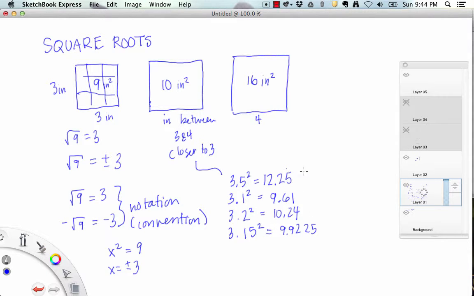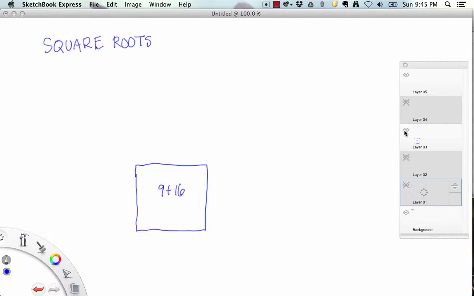Okay, so this is getting pretty close, right? So we'd adjust from here. It's got to be a little bigger than that. Next I might try something even as close as 3.16 squared. That's pretty close. That's within 15 thousandths. Okay, so that is one example of finding the square root in between. Okay, so let's go ahead and get rid of those.